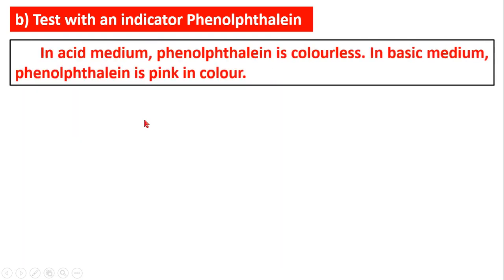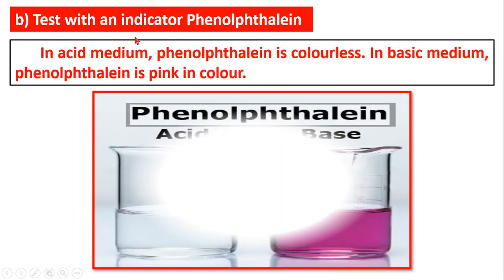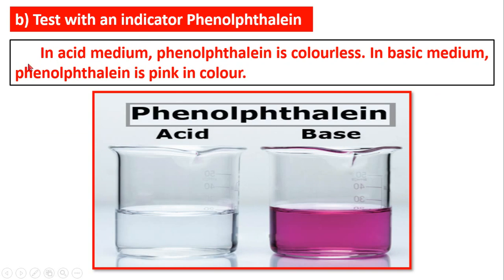Second one, test with an indicator, that is phenolphthalein. This is an acid, this is a base. Now in acid, you add 1 drop of phenolphthalein, it is colorless. In base, you add 1 drop of phenolphthalein, it changes into pink in color. So in acid medium, phenolphthalein is colorless. In basic medium, phenolphthalein is pink in color.